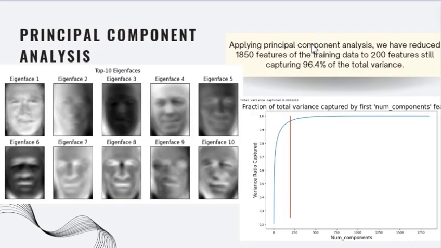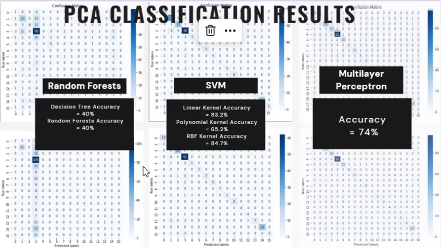Then we have applied principal component analysis, in which we have reduced our original features to orthogonal features while also maximizing the total variance captured. So from 1850 features we have successfully reduced to 200 features and still we are capturing 96.4% of the total variance. We can see the curve of variance, and these are our eigenfaces or principal components that we have obtained using PCA reduction.